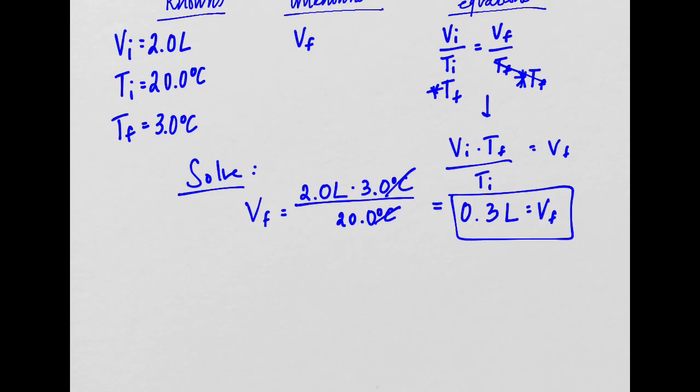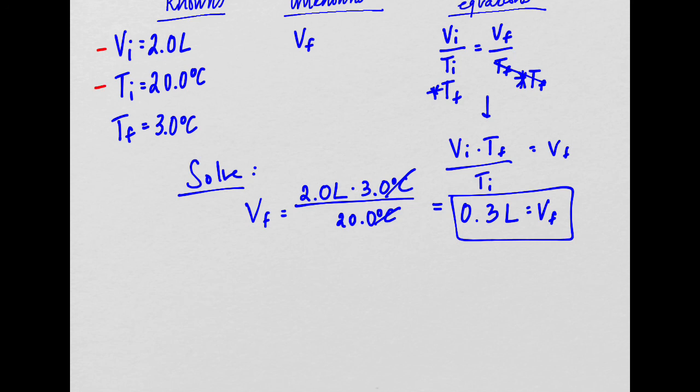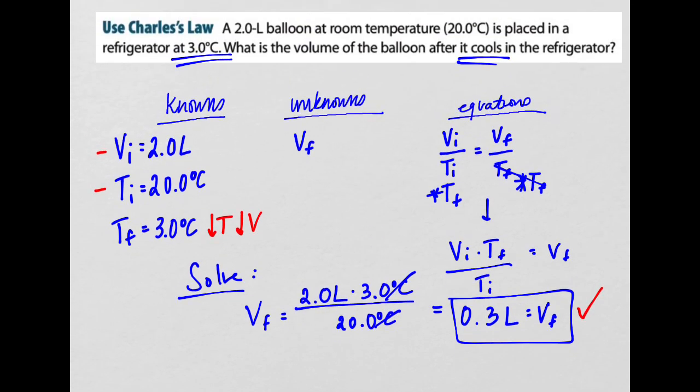Okay, let's think about this. We're going to decrease our T. If we decrease our T, what must happen to our V? What happens to our volume when we decrease the temperature? Well, because it's a direct relationship, the volume must also decrease, right? So do this after you've done the problem and verify, did your volume decrease or increase? Well, it decreased. Is that what it's supposed to do? Yes, so we're good to go. Okay?